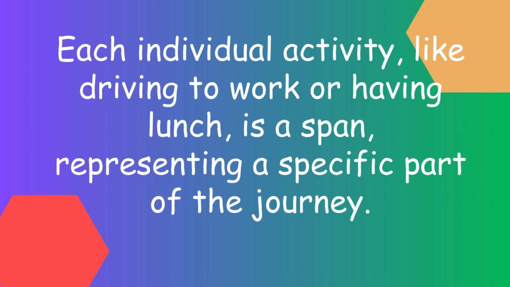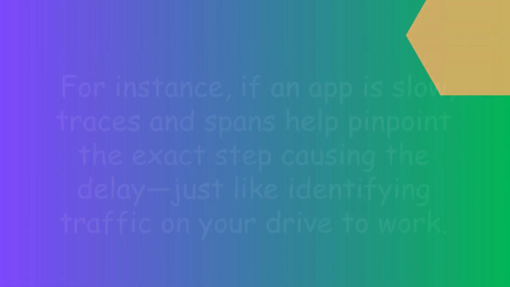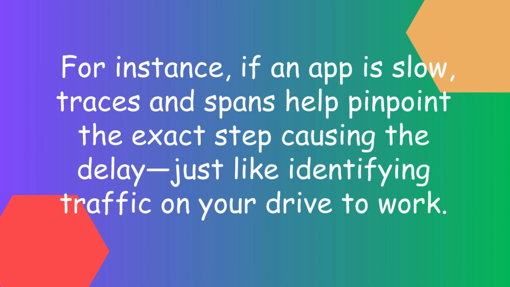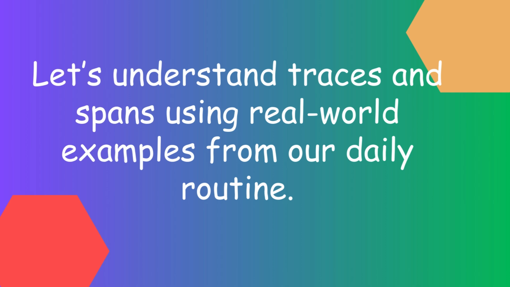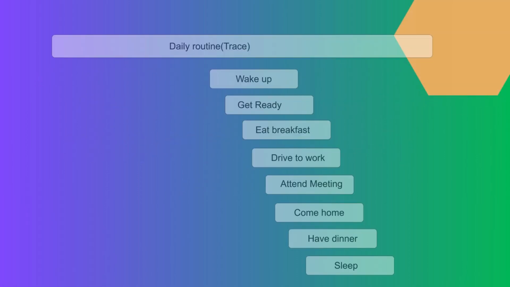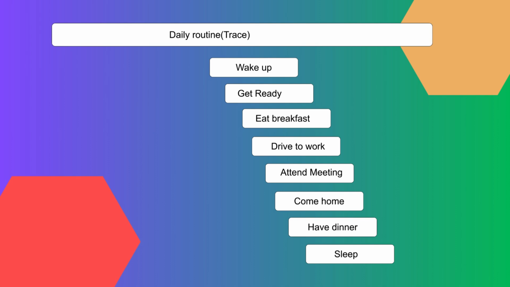These concepts are crucial in understanding how different components of systems work together. For instance, if an app is slow, traces and spans help pinpoint the exact steps causing the delay, just like identifying traffic on your drive to work. In the video, we will explore traces and spans in detail using relatable examples and their connections to real-world application performance. Let's take this real-time example for traces.